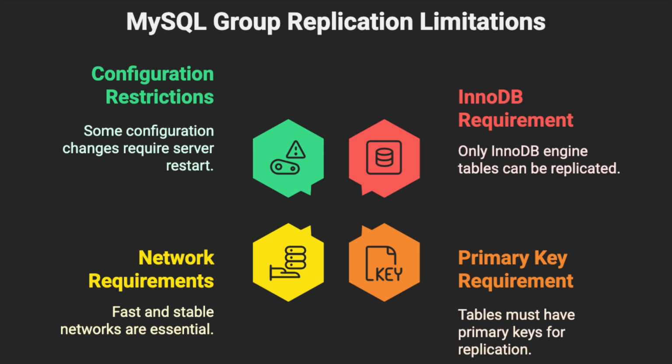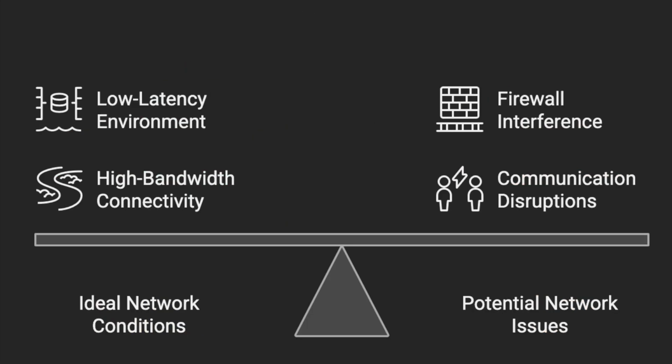Okay, solid advice. What about primary keys? I hear those are crucial too. Crucial is the word. Every single table involved in replication needs either a proper primary key or at least a non-null unique key. And why is that so important? Well, these keys are how group replication uniquely identifies each row. When transactions potentially conflict, GR needs a reliable way to pinpoint exactly which rows are involved. Without that unique ID, figuring out conflicts accurately is pretty much impossible. It's fundamental for the conflict detection mechanism.